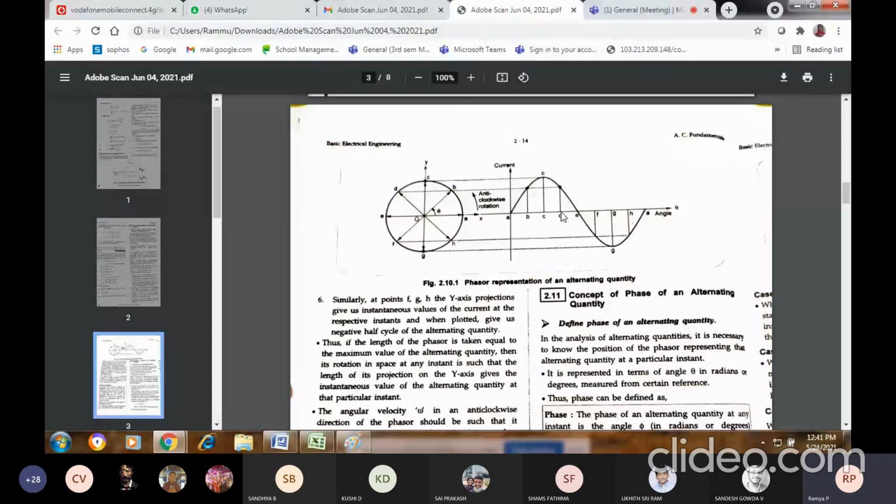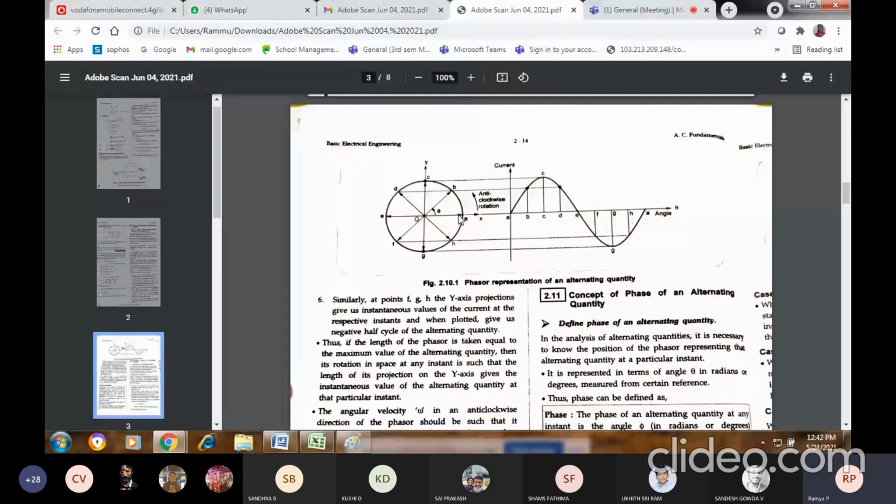Assume that this waveform is not there at all. I'm just putting the points here, and from instant A I will join them, and I'm going to get the sinusoidal waveform. This is my waveform. Now if I want to convert this waveform into a phasor representation, my angle always moves in the anti-clockwise direction.